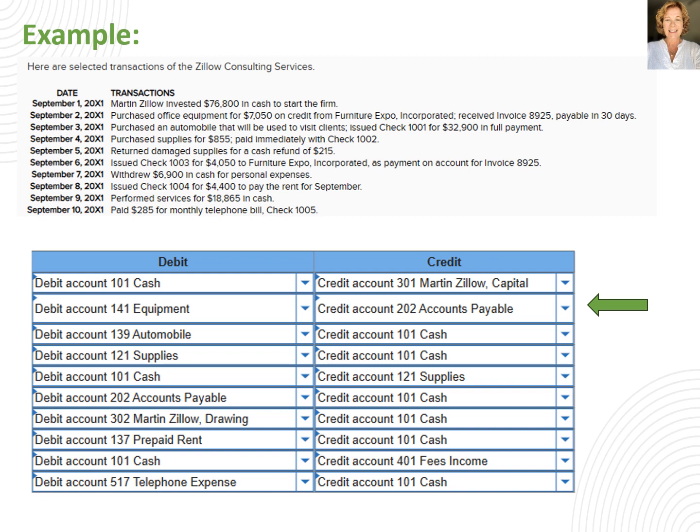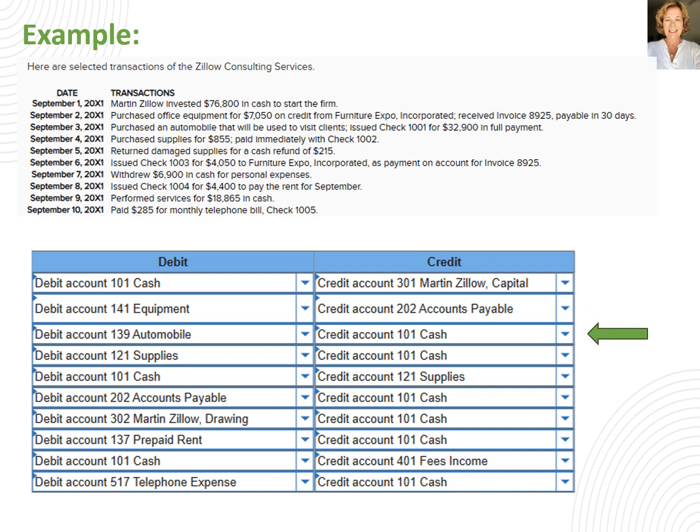The company now also has more obligations. It owes $7,050 to Furniture Expo. We call that an accounts payable, which is an obligation or liability. Liabilities increase with credits, and therefore we need to record a credit to accounts payable.